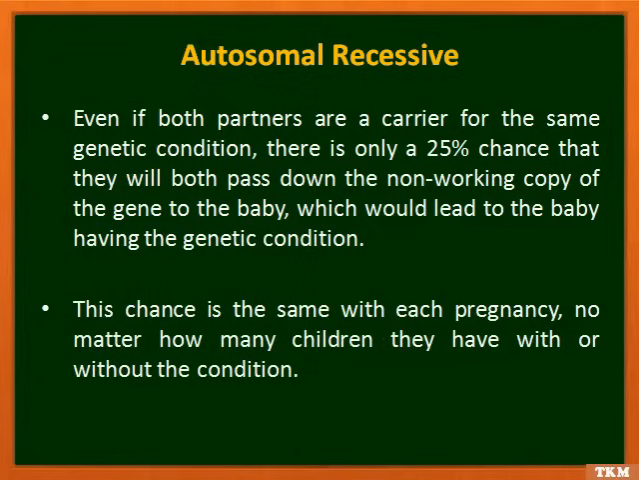Even if, let's consider, both the parents are carriers for the same genetic condition, still there's only a 25% chance that they will both pass down the non-working copy of the gene to the baby, which would lead to the baby having the genetic condition. This chance is the same with each pregnancy, no matter how many children they have with or without the condition.